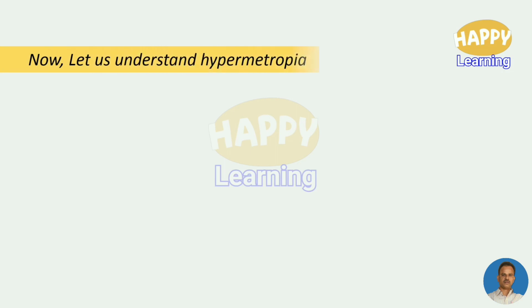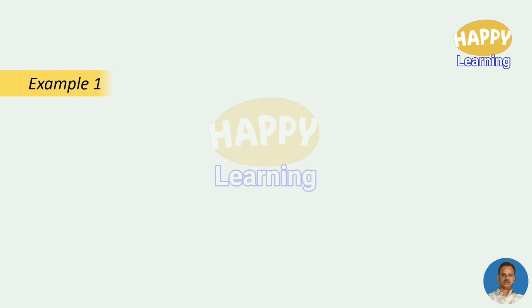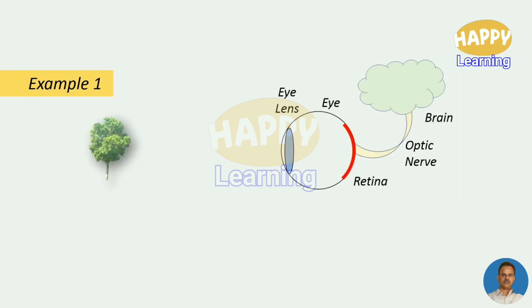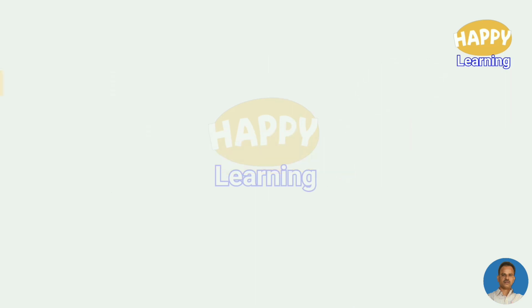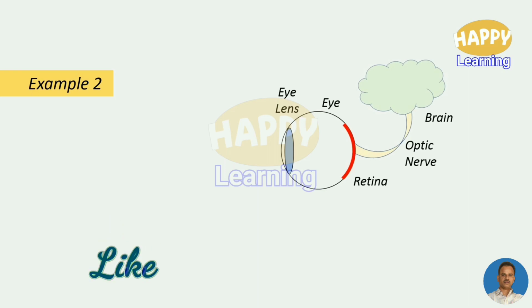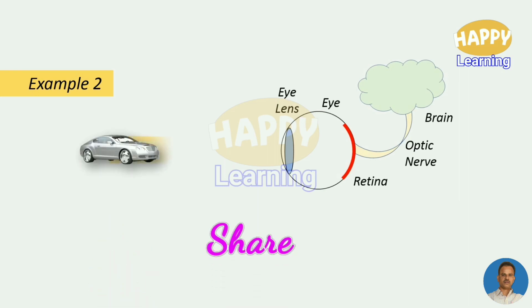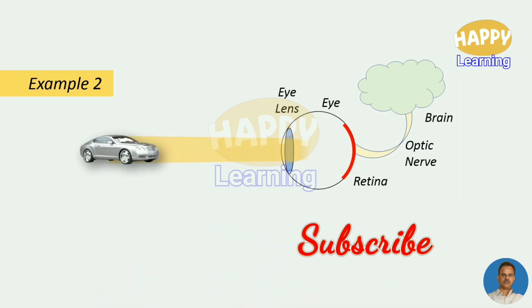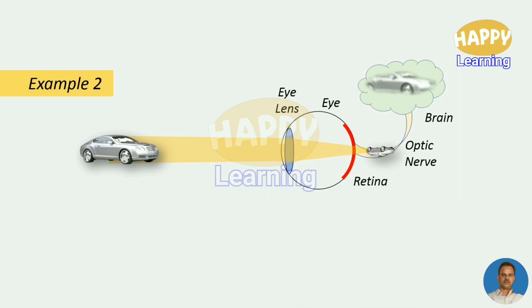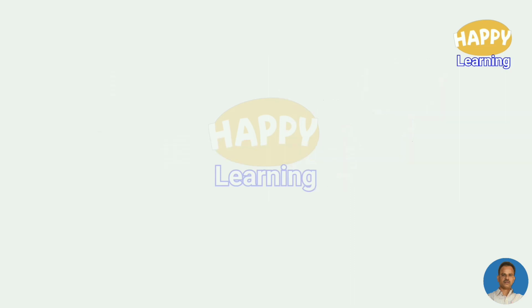Now, let us understand hypermetropia. Example 1. There is an object in front of the eye. The rays are converged by the eye lens, but they meet at a point behind the retina. So, the image is blurred. Example 2. There is an object in front of the eye. The rays coming from the object are converged to a point behind the retina. So, the image read by the brain is blurred.